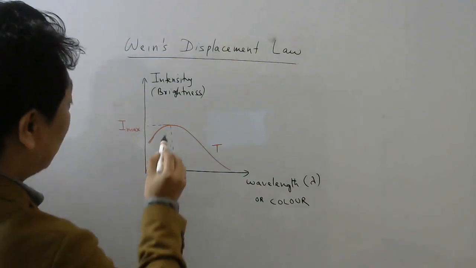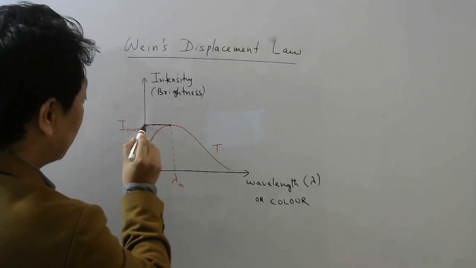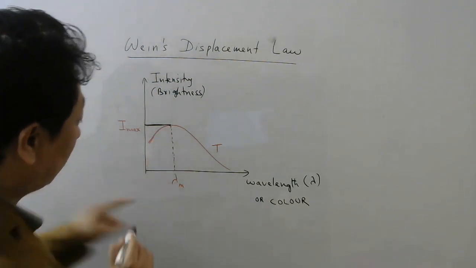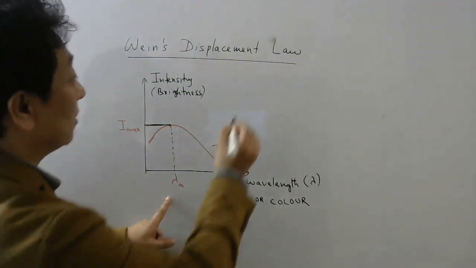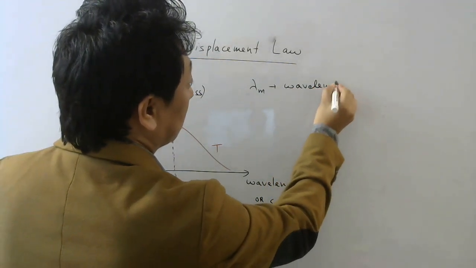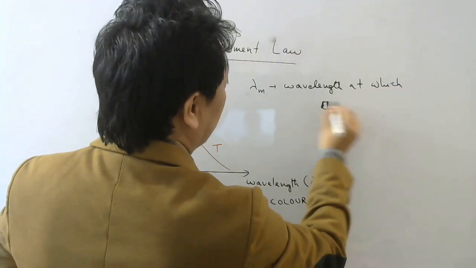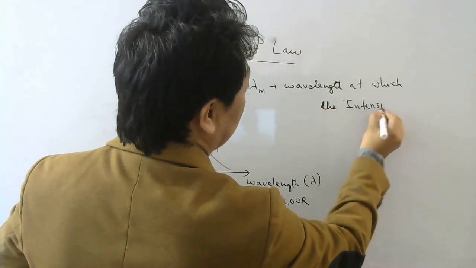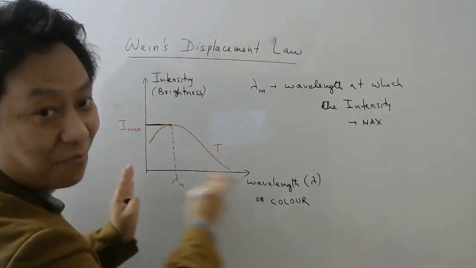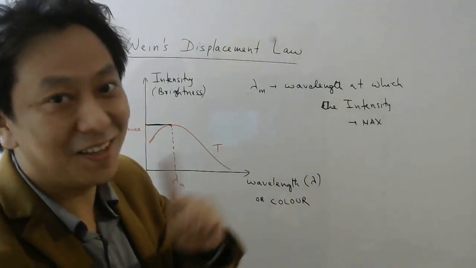You can see the intensity, on the y-axis, has a maximum, right? It has a maximum I max for which wavelength? Some wavelength, and that wavelength I am calling lambda m. So lambda m is the wavelength at which the intensity, or I can say the brightness, is maximum. Remember, lambda m is not the maximum wavelength. Lambda m is the wavelength at which intensity is maximum.